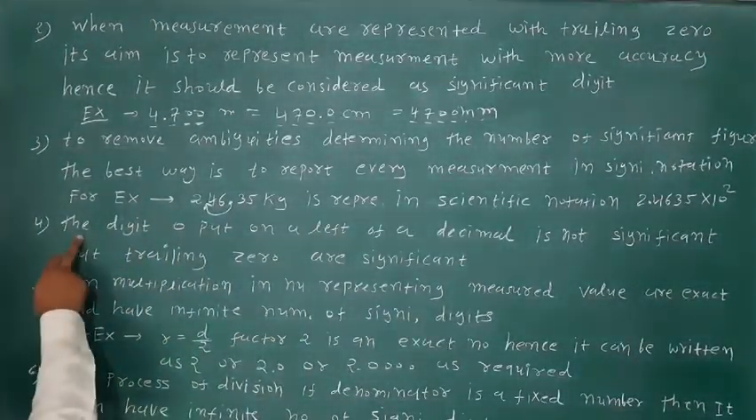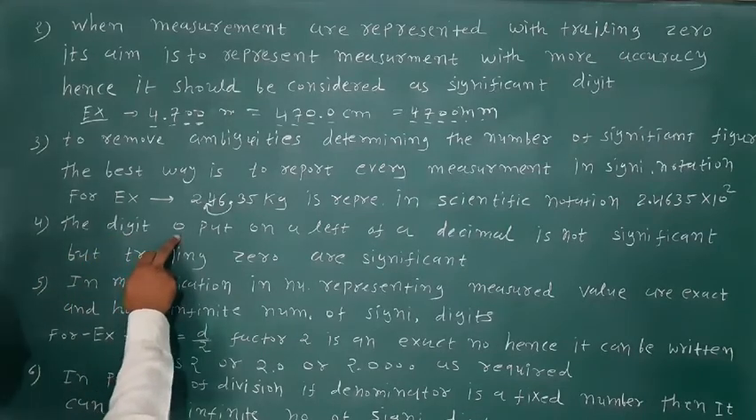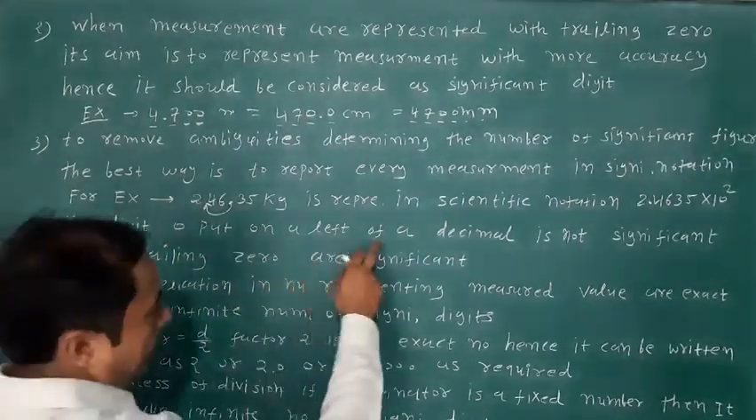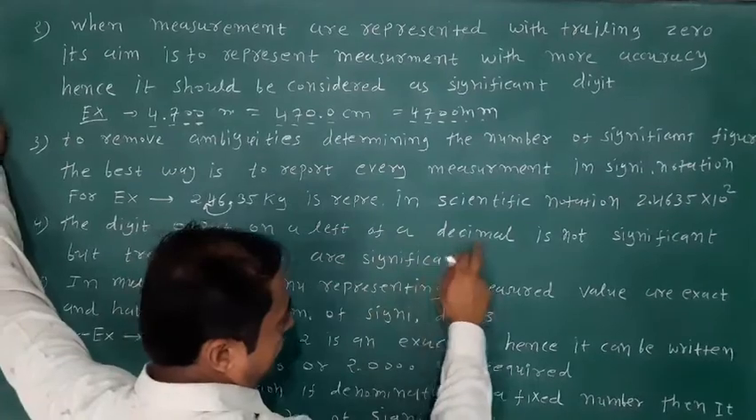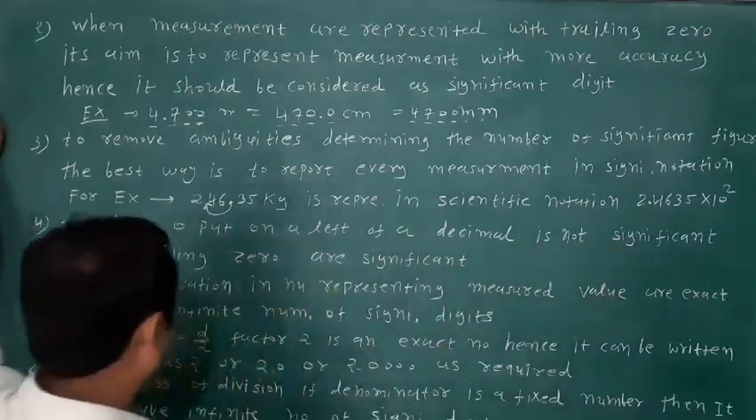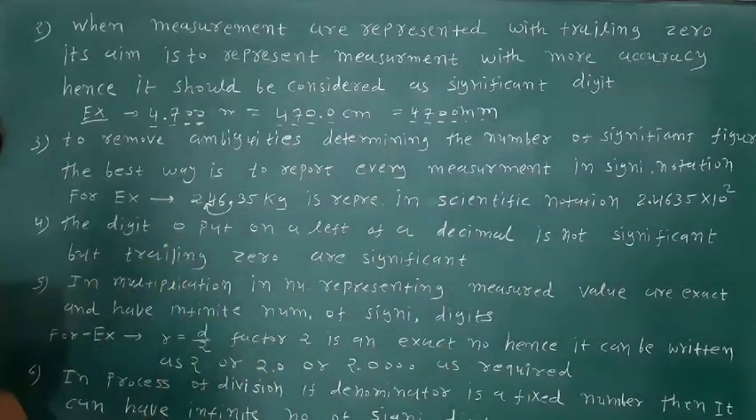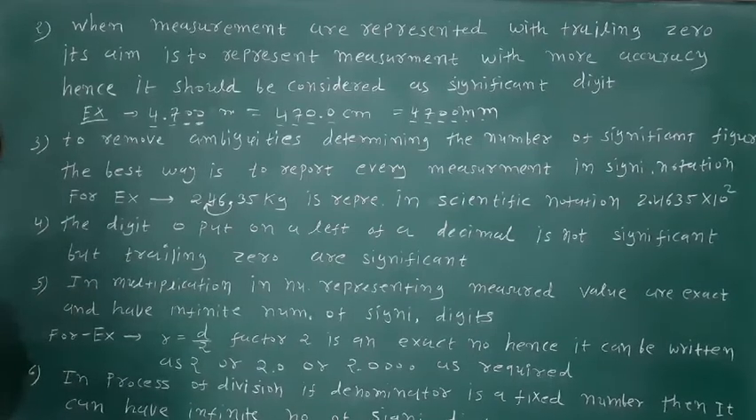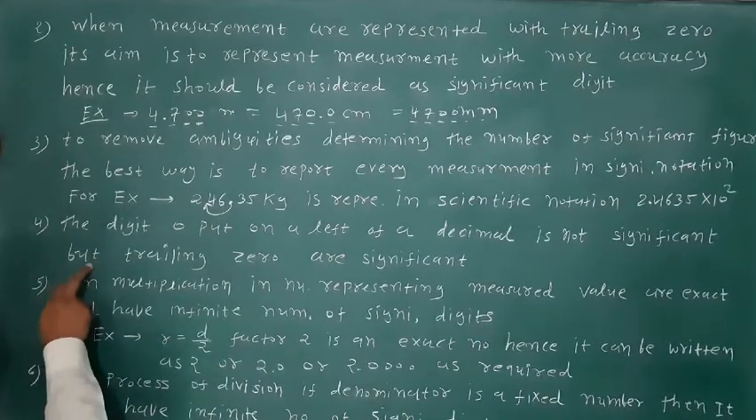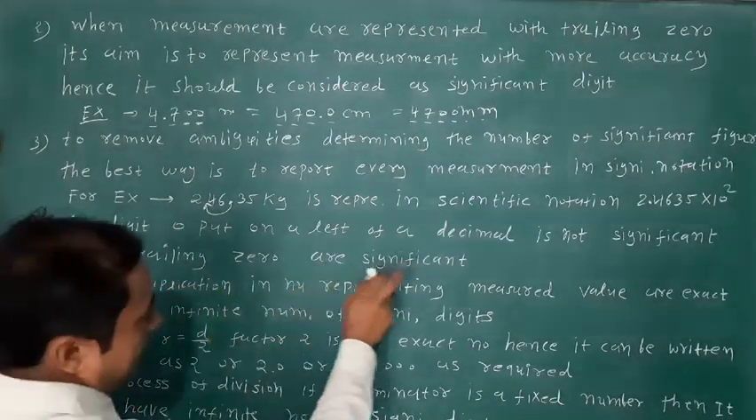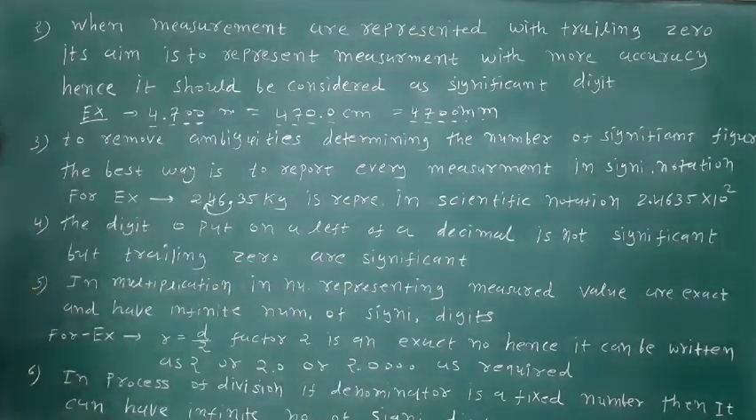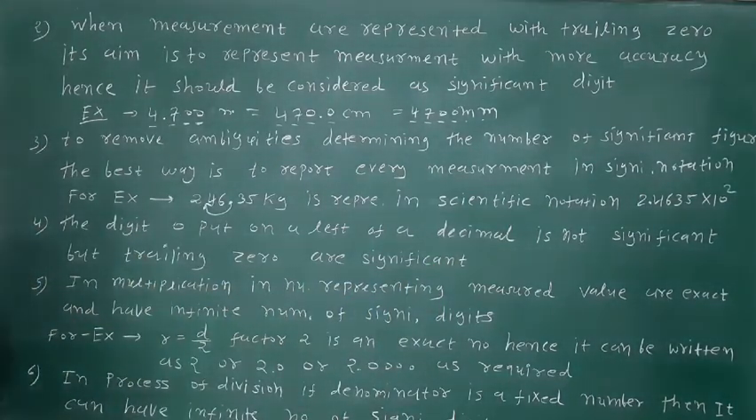Fourth, the digit 0 put on the left of a decimal is not significant. This is not O, it is 0. Okay, it is not significant, but trailing zeros are significant. This point we learn ahead.